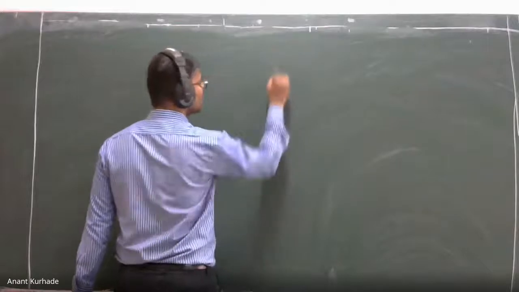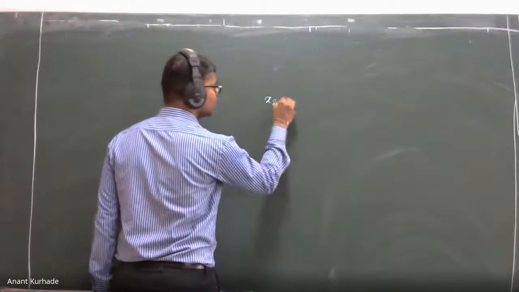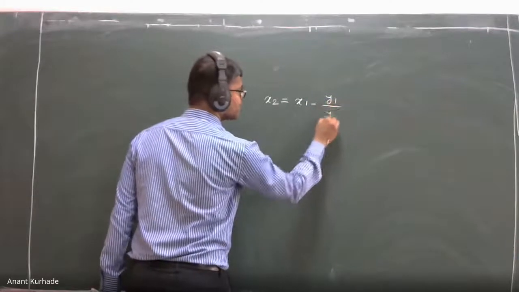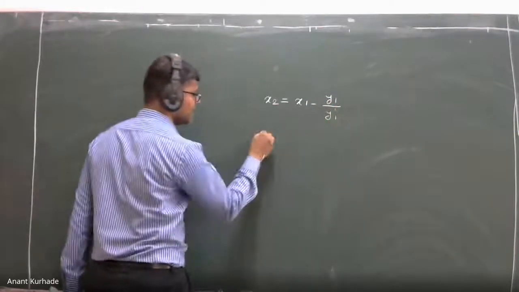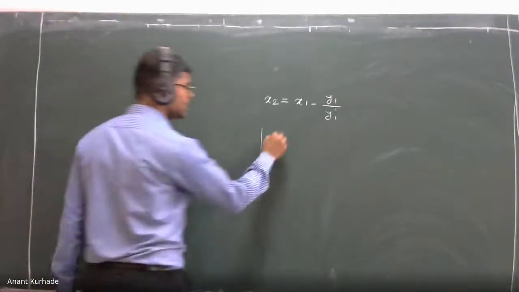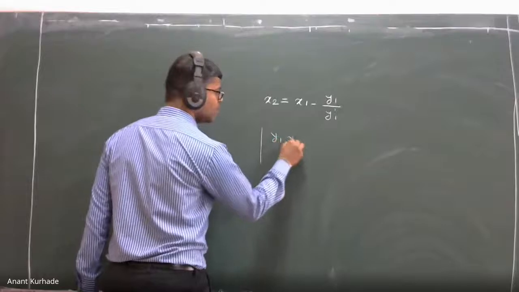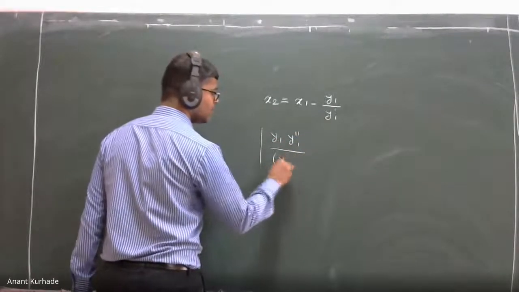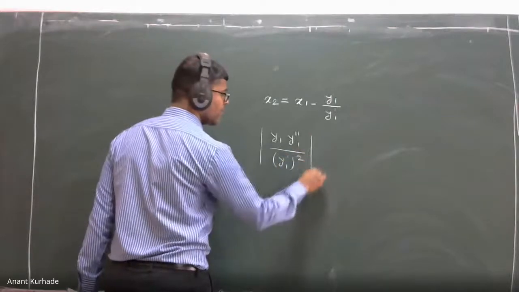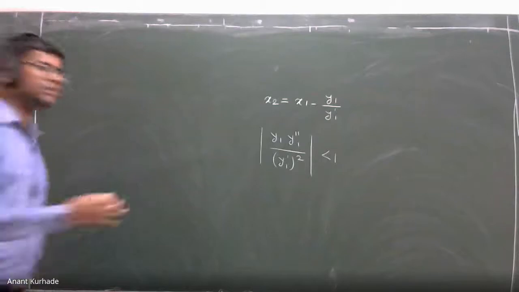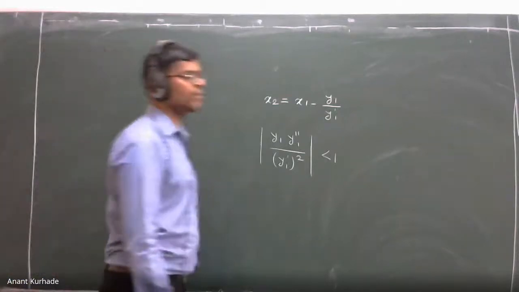That formula is x2 = x1 - y1/y'1. And the next one is the convergence condition: y1 times y''1 divided by (y'1) squared, this value is less than 1. Okay, if you know this, you can easily solve this problem.